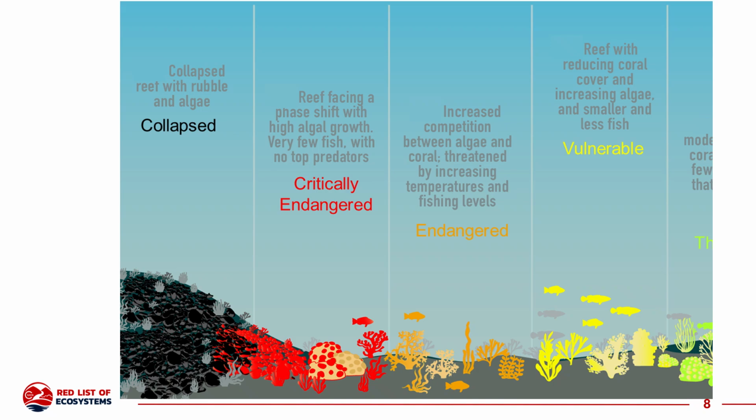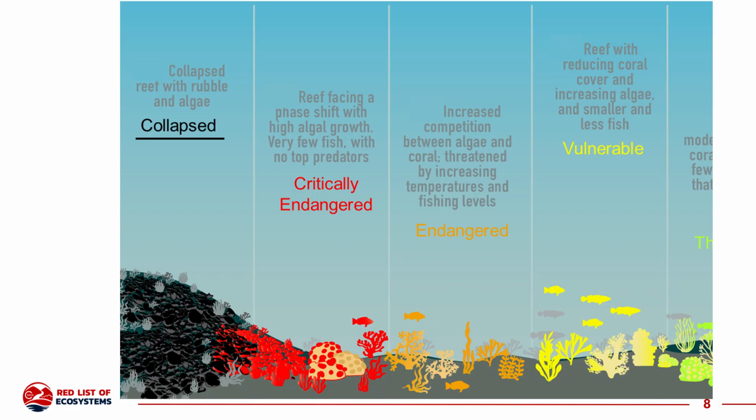Eventually, we reach the collapsed category on the far left. At this point, the reef has lost its defining features. There is little to no live hard coral remaining. Fish populations have been largely depleted, and the structure is dominated by other taxa, such as algae or sponges.